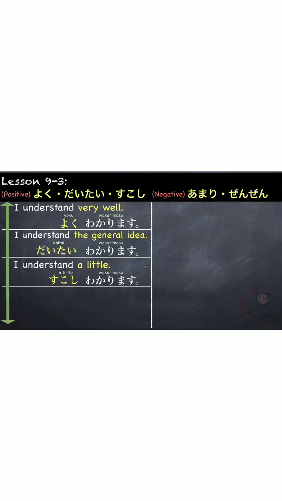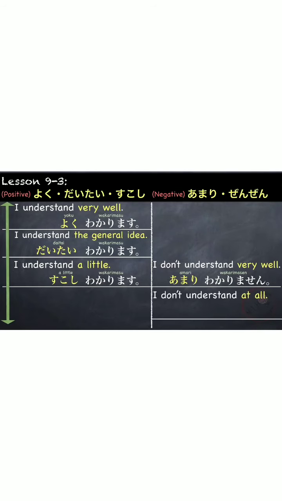These are all used in the positive form of the verb, understand. However, if you're going to use the negative form of the verb, we use あまり and 全然. For example, I don't understand it very well. We use あまり. And then the negative of わかります is わかりません. あまりわかりません. It's almost the same level as 少しわかります. However, it is in the negative form. あまりわかりません.